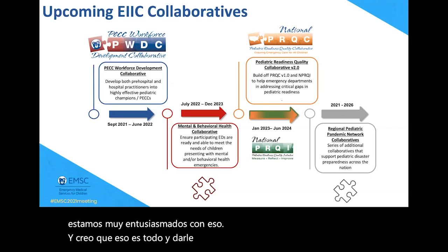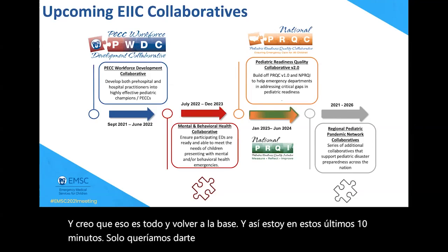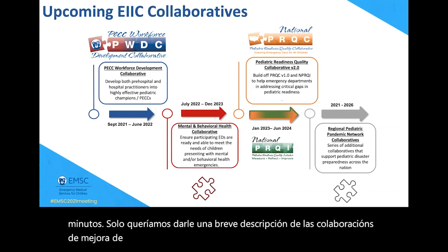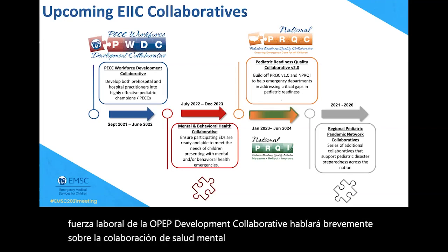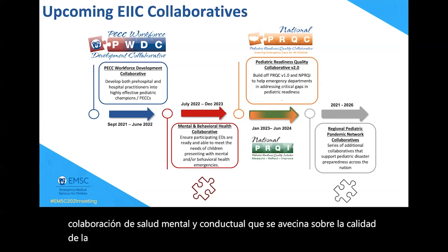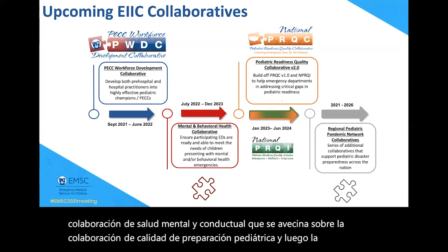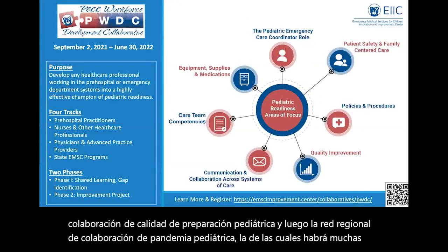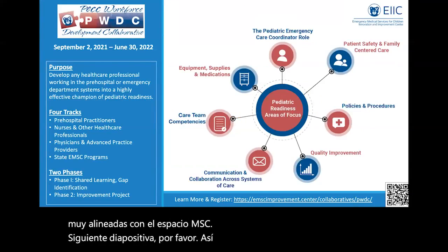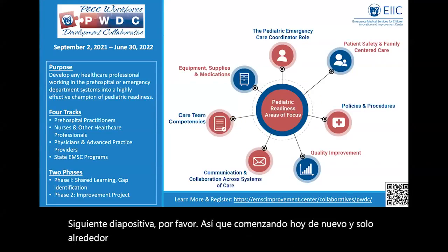So just in these last 10 minutes, we wanted to give you a brief overview of the quality improvement collaboratives that are coming down the pike, starting with the PEC Workforce Development Collaborative. We'll talk briefly about the Mental and Behavioral Health Collaborative coming up, the Pediatric Readiness Quality Collaborative, and then the Regional Pediatric Pandemic Network Collaboratives, of which there will be many and very much aligned with the EMSC space. Next slide, please. Kicking off today, in just about 20 minutes, is our PEC Workforce Development Collaborative.